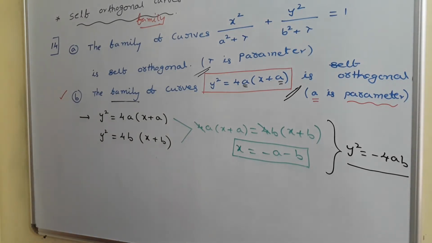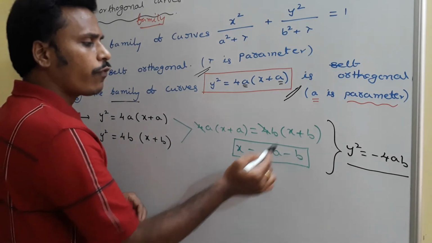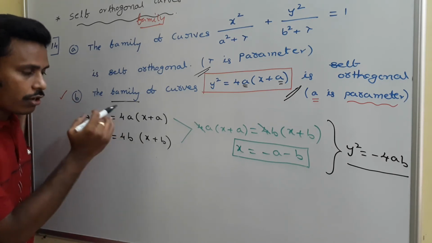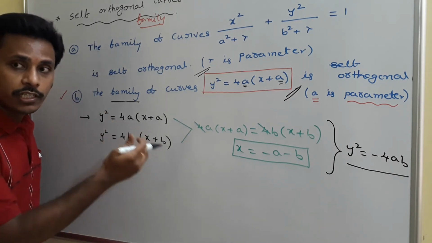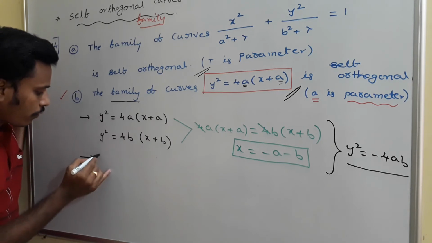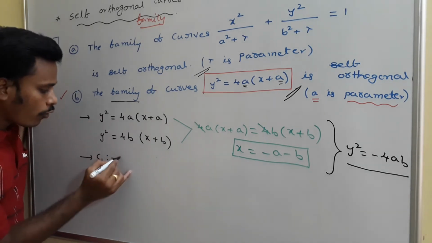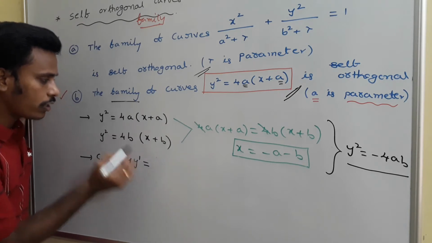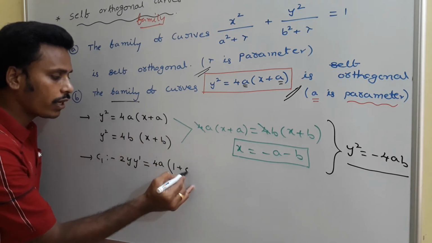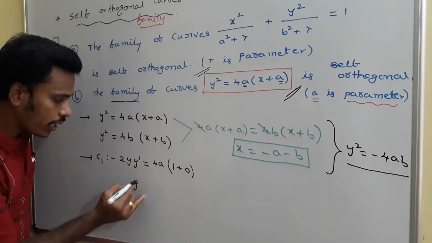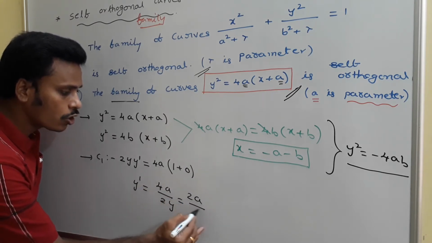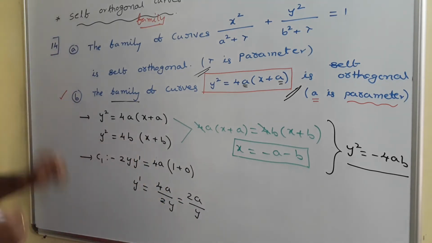As a part of that calculation, I have x value as minus a minus b, and from there y square value as minus 4ab. After that we need the derivative dy by dx for the first curve as well as the second curve, and then the slope of tangents for the first curve and second curve at the intersection point. So you just calculate the derivative for the first curve. From the first curve equation, the derivative of y square is 2y y dash, equal to 4a, a constant, kept out, times the derivative of x, which is 1, plus the derivative of the constant a, which is 0. From there it is very clear, y dash is equal to 4a by 2y, which is 2a by y.